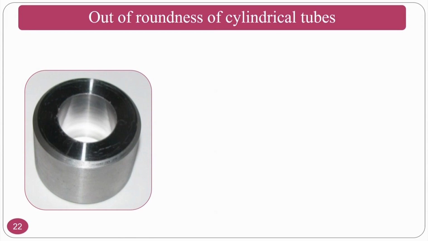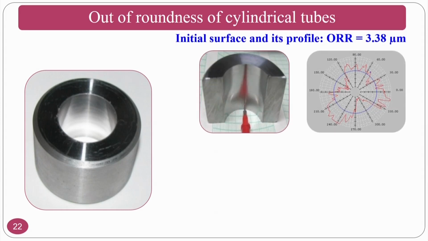Out of roundness of the cylindrical tubes, now we will see. This is the initial surface where the out of roundness is 3.38 micrometers, and you can see the pen tip image is completely blurred. How this is done is, we have taken the workpiece, done the partition using a precision saw, and checked the images. But this cylinder was used previously for measuring out of roundness, and only then was it made into parts. Okay, so one has to understand that.